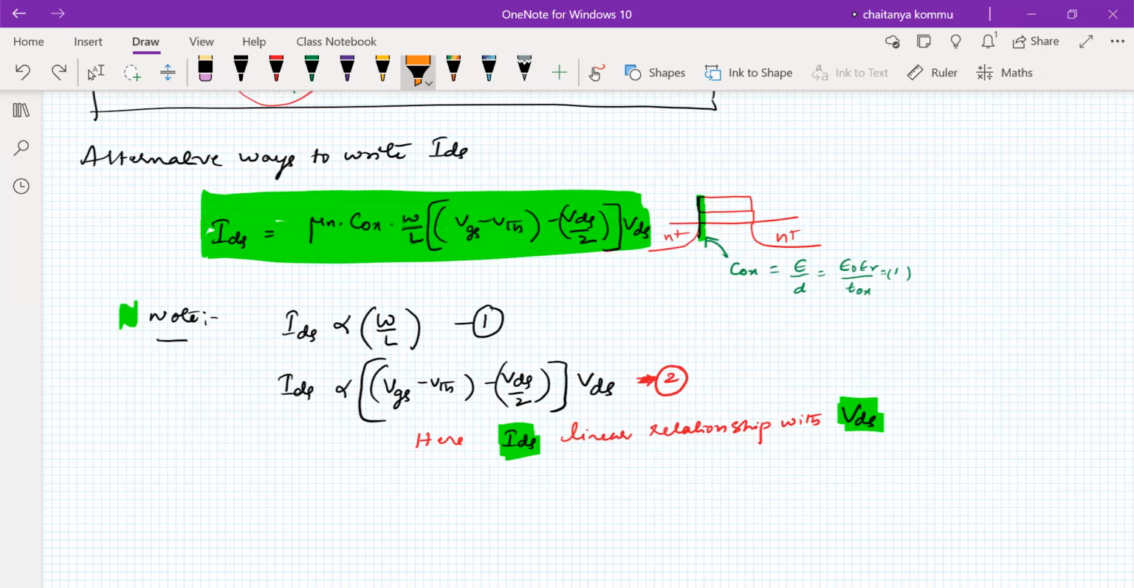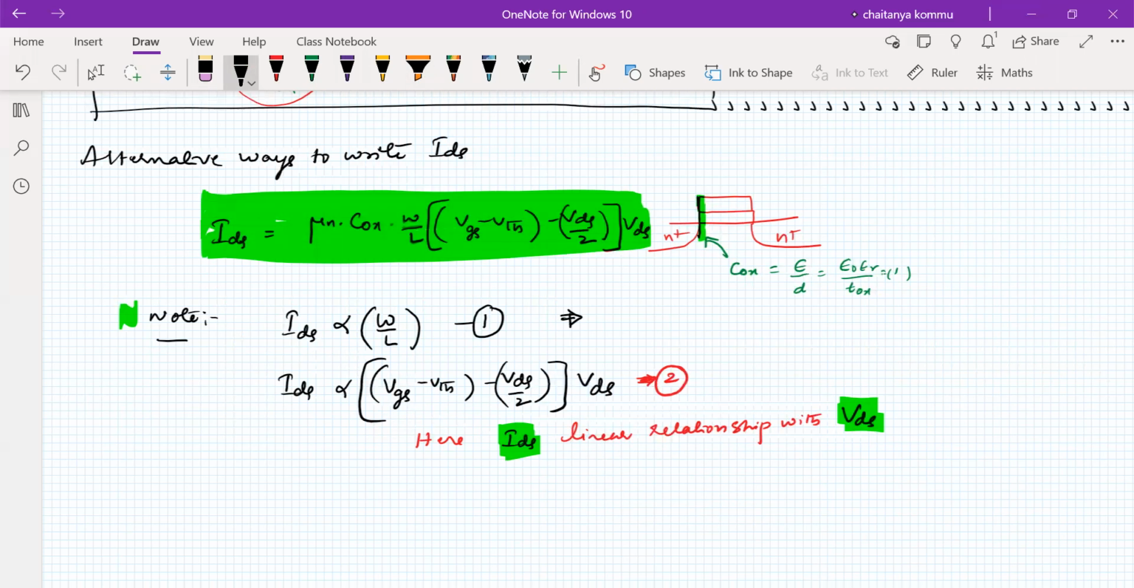Are you agree with me? Okay, so that is the one point that we have to remember. Another point we have to remember here, from the basic point of equation number 1, is the W by L ratio.